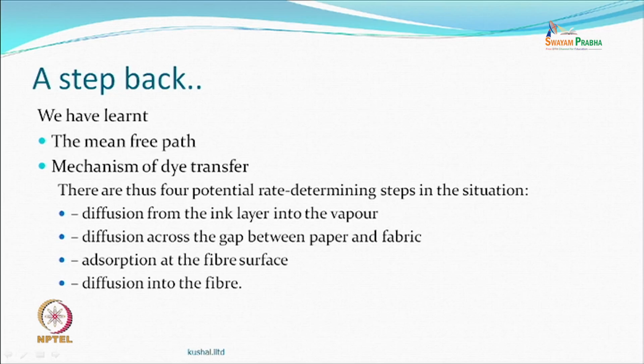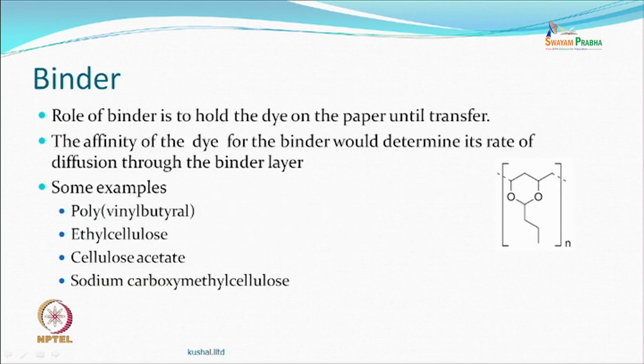In the transfer, you have the diffusion of ink from the layer to the vapor, the diffusion of the vapor across the air gap, absorption at the fiber surface, and then diffusion. These are the things which take place, which are obviously governed approximately by the ideal gas laws. On the paper, we have talked about what kind of paper, and we have also talked about the type of dyes that we may need.